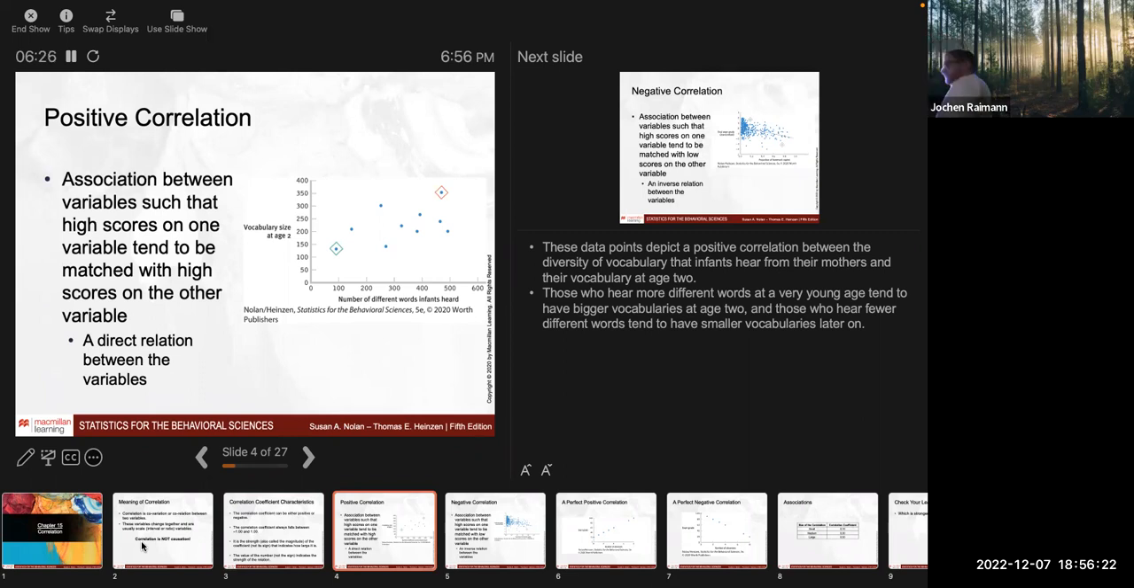The example here, this is where again you need to actually put thought into whether this is a possibly causally related variable of correlation. You have here the number of different words infants have heard determines the vocabulary size at age 2. So the way you would actually express this is that the vocabulary size at age 2 is analyzed as a function of the number of different words. So is this causally related? What do you think?